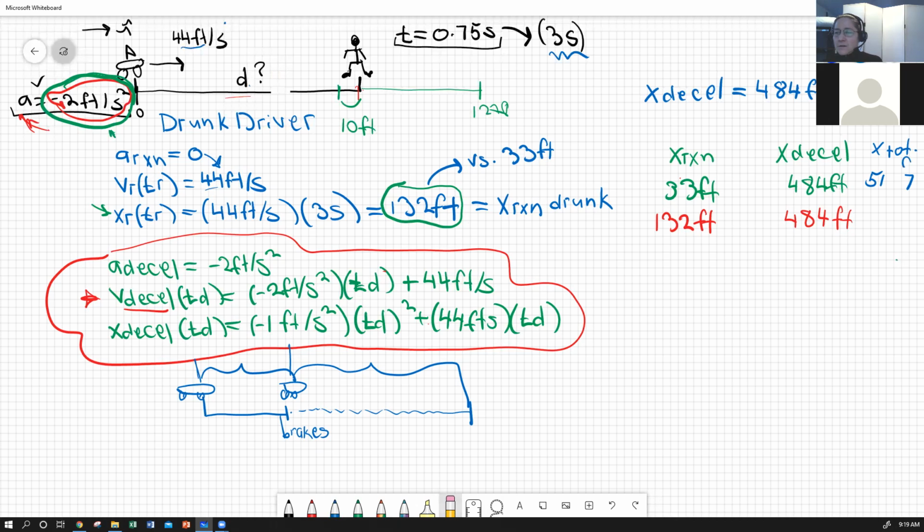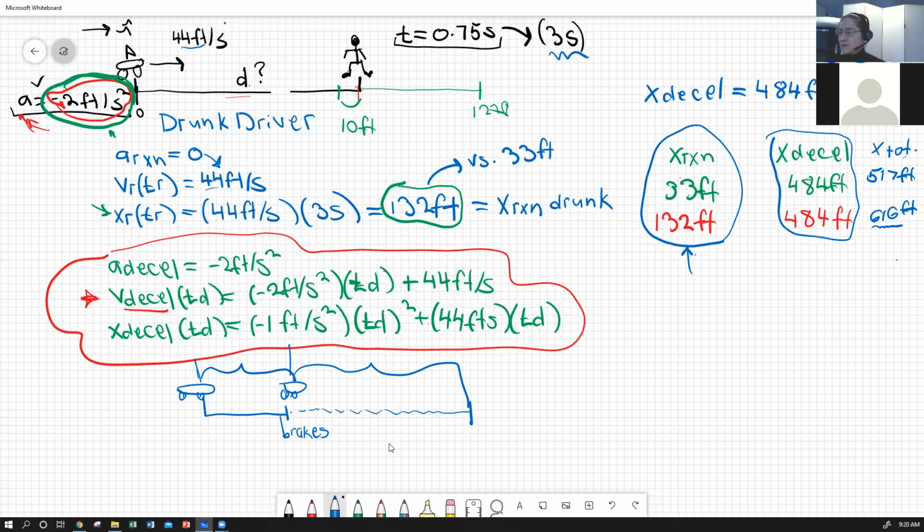Let me write that a little neater. Yeah, maybe that's confusing. Let's write the totals. So we have 517 feet total there, and 616 here. Yep. But that difference in the total distance was solely due to this portion of the motion. Yeah, that's the one that makes a difference. Yeah, this is where the difference is coming from.